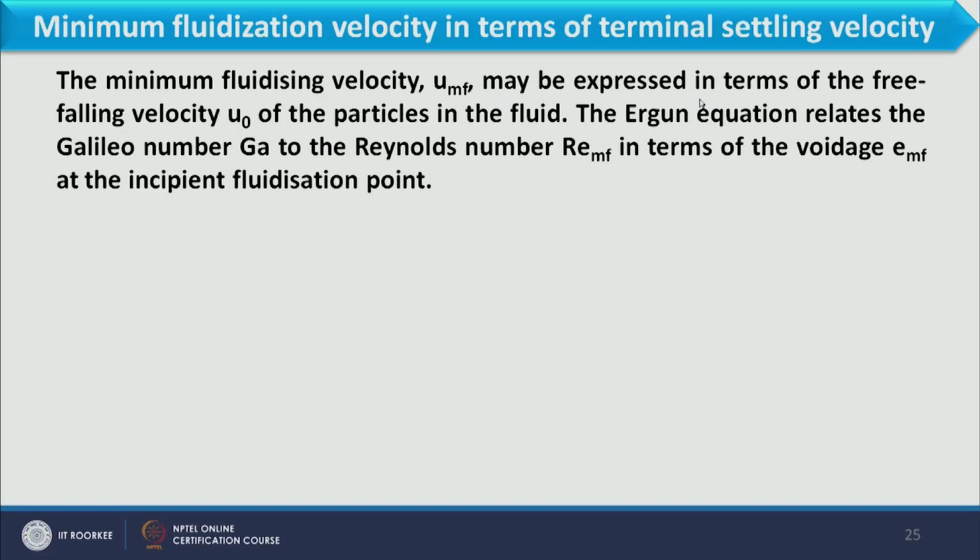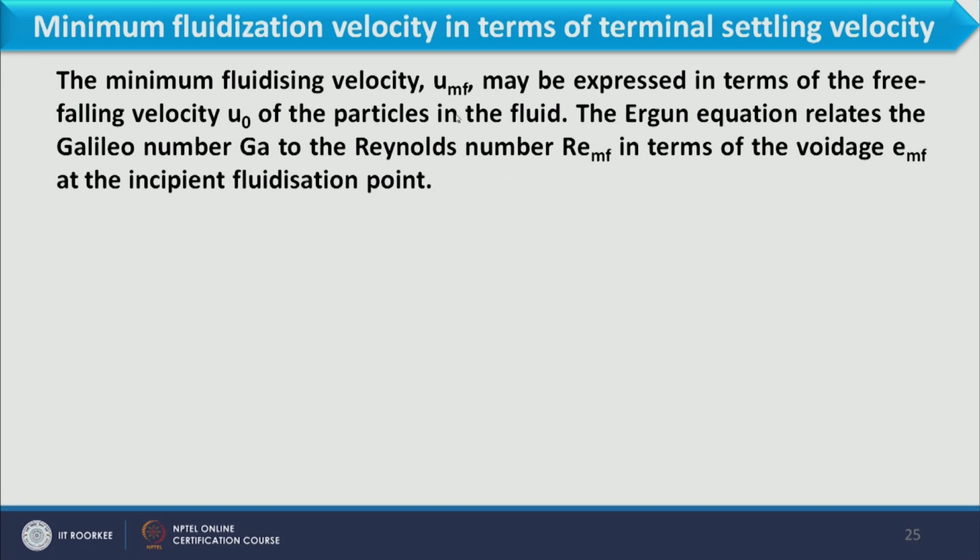Now further we will relate the minimum fluidization velocity as well as the terminal settling velocity of the particle. You understand what terminal settling velocity is? It is when the particle is moving without any net force acting on it. So at terminal settling velocity, the particle will move with the fluid. So the minimum fluidizing velocity UMF may be expressed in terms of free falling velocity.